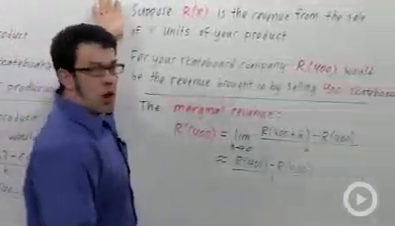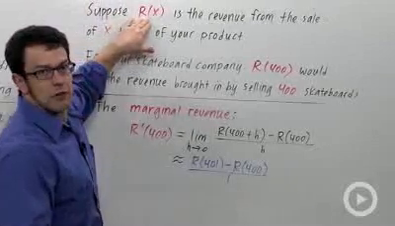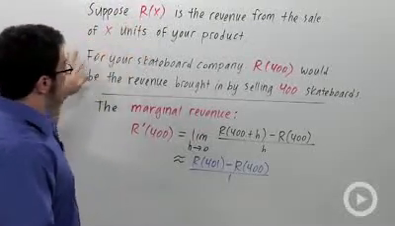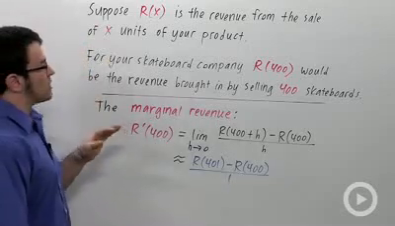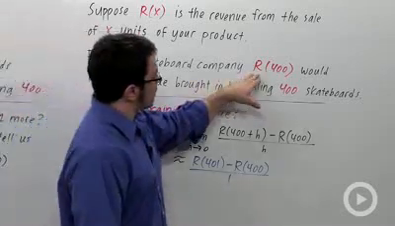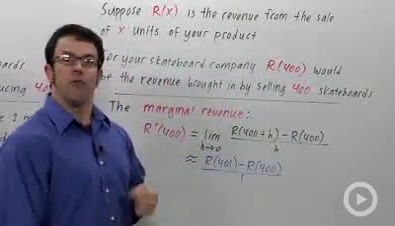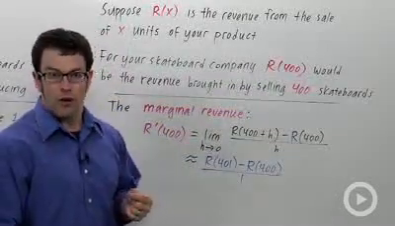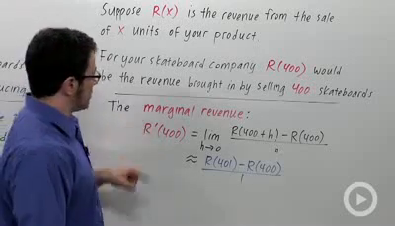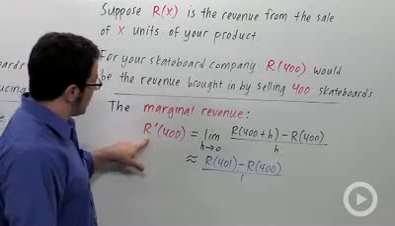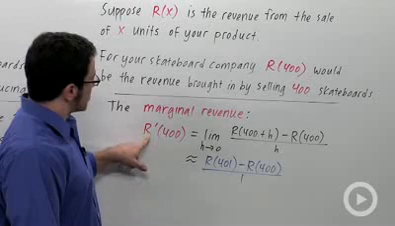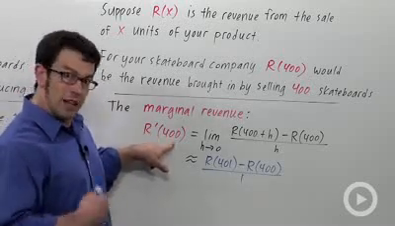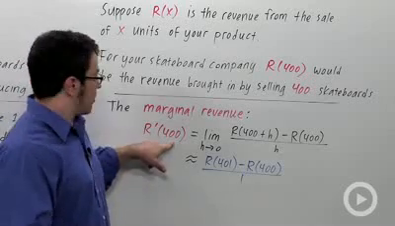So suppose R of X is the revenue function for your company when you sell X units of your product. If your product is skateboards, then R of 400 would be the revenue generated by selling 400 skateboards. So how much revenue would you get if you sold one more? That's where marginal revenue comes in. Marginal revenue is the derivative of the revenue function. The marginal revenue at 400 would tell you about how much you would get from selling that 401st skateboard.